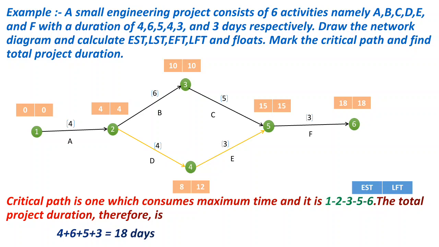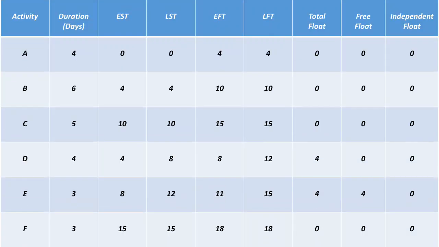Similarly for activity E, 15 minus 8 minus 3. So 15 minus 8 minus 3 equals 4. So we have written all the data here. Only for activity E, we have free float equal to 4 and 0 for the rest.